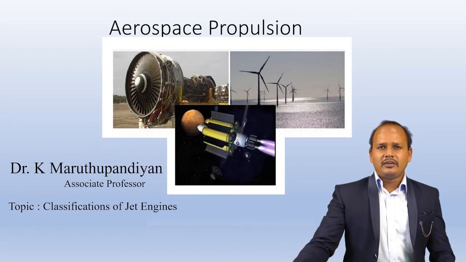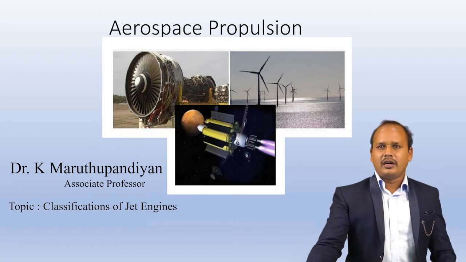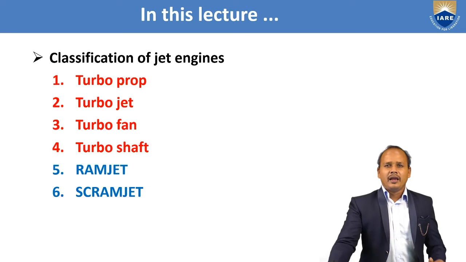So in today's class, we are going to see the classification of jet engines. Basically, what are the different types of gas turbines, as well as other jet engines, we utilize in the aircraft industry. That is what we are going to discuss in today's class. As a part of that, we are going to see only 4 types of gas turbines in this particular lecture: turboprop, turbojet, turbofan and turboshaft engines.